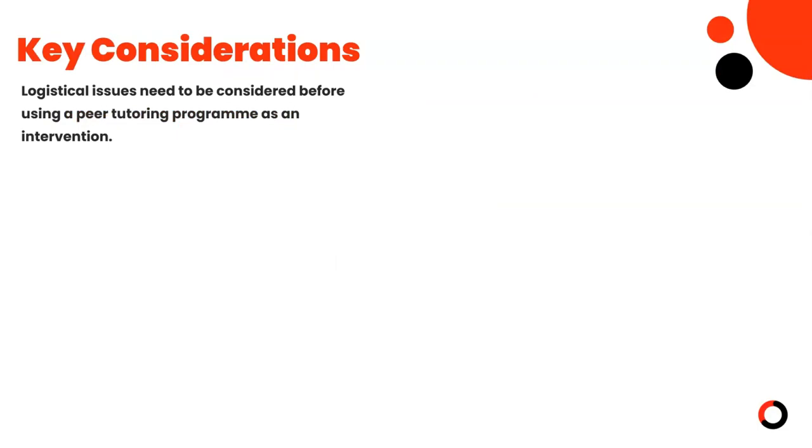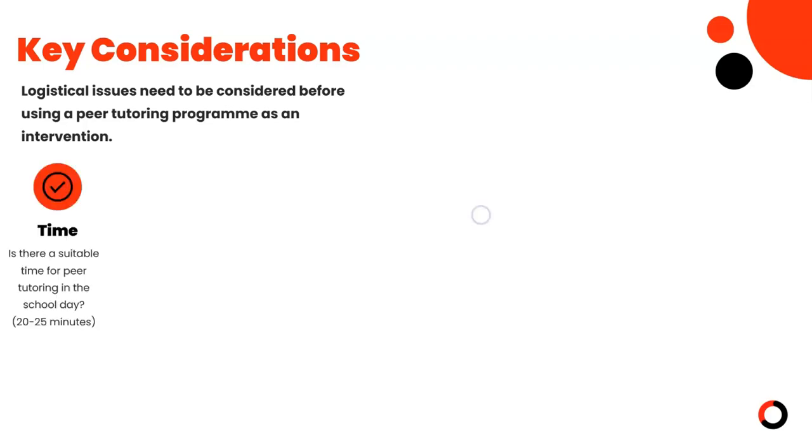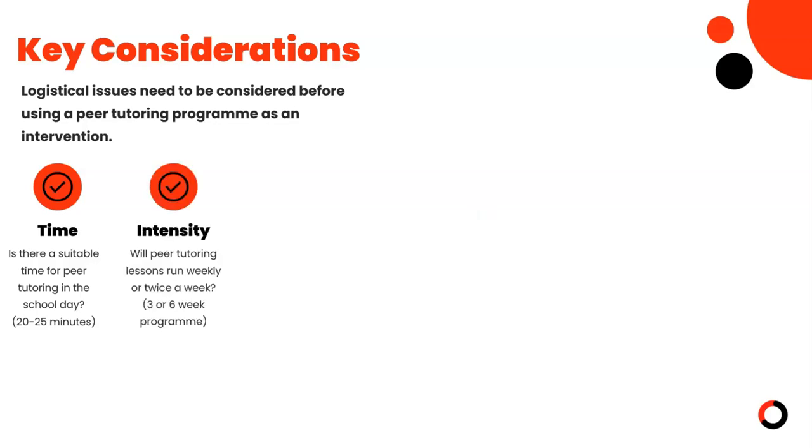Key considerations. Logistical issues need to be considered before using a peer tutoring program as an intervention in your school. The first one is time. Is there suitable time for a peer tutoring program in the school day? This takes between 20 to 25 minutes to complete. Intensity. Will this be a weekly intervention, or will it be twice a week? So this dictates whether it will be a 3 or 6 week program.